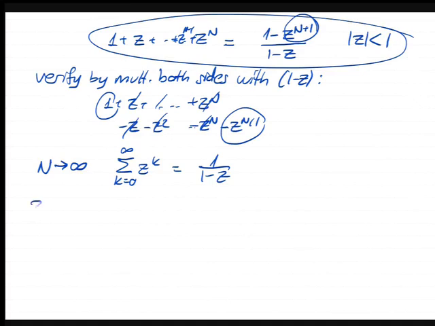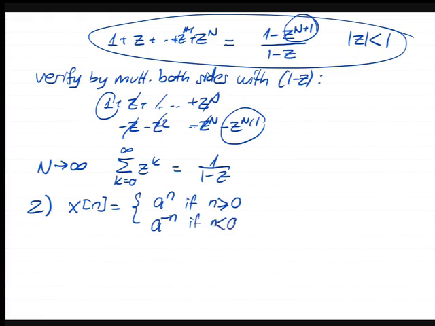So we'll define x to be... what on earth is this? Oh, yeah, we'll define that to be a to the n if n is positive, and a to the negative n if n is negative, and that makes it symmetric. As a result of this definition, x of negative n is the same as x of n.